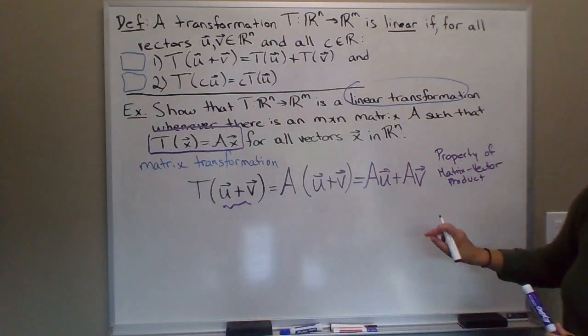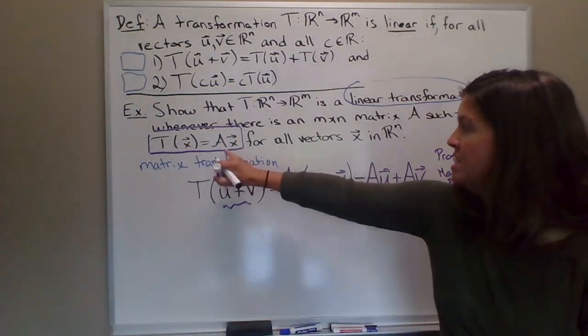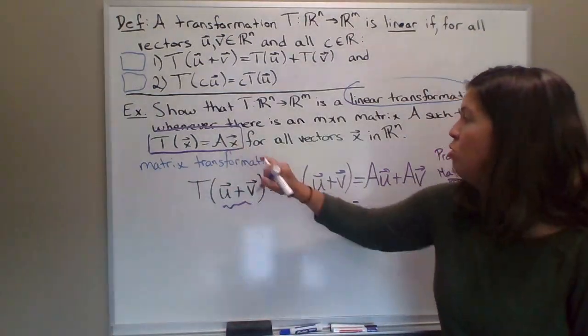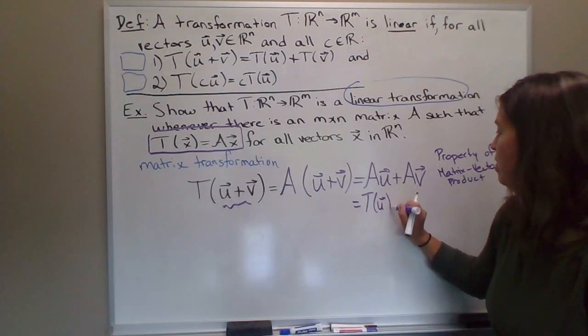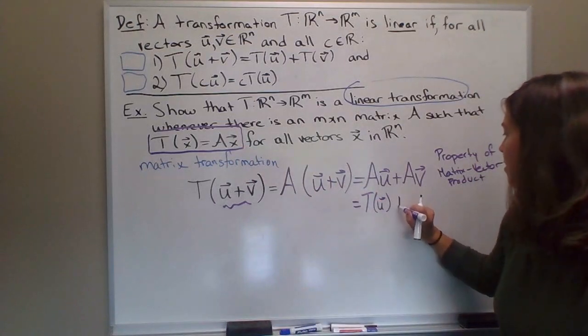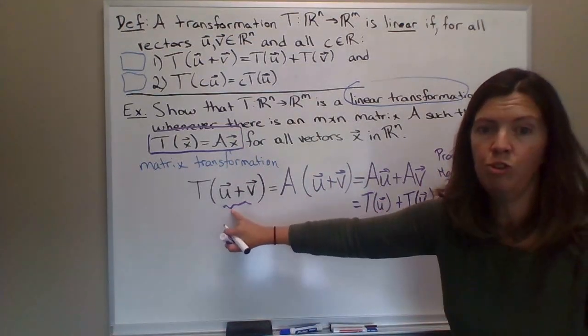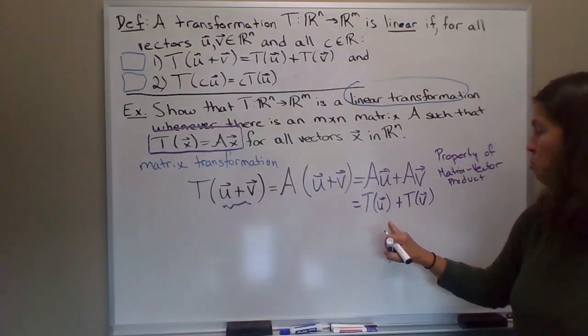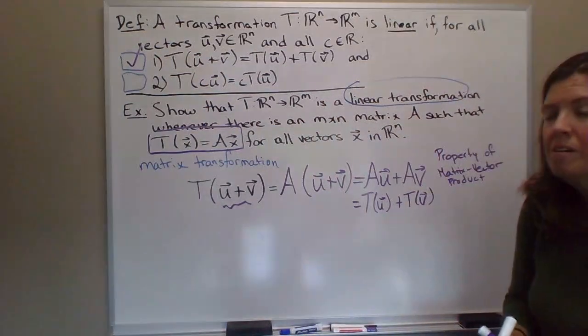And A times u, according to this definition, Au is equal to T of u. And Av is equal to T of v. So there we go. T of u plus v is equal to T of u plus T of v. So we've shown that it satisfies this first property.